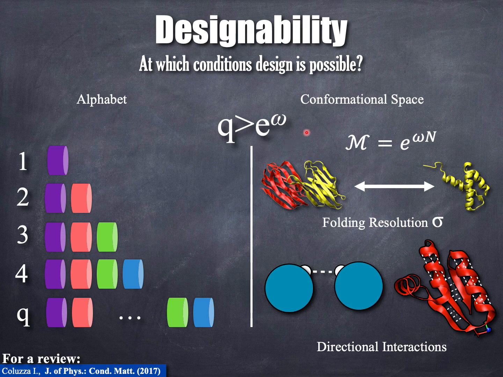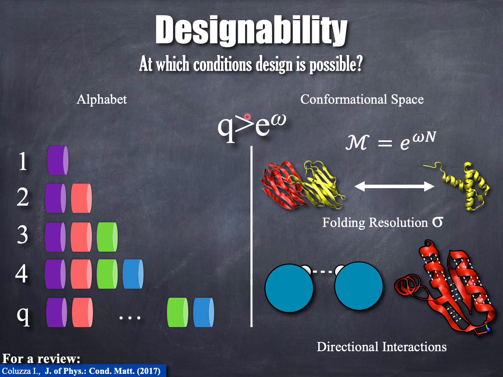So you can verify this condition either by increasing the alphabet size or by controlling the number of conformations. Now, the problem is that this number of conformations is actually undefined, as we mentioned before, unless you introduce a proper length scale in the system.